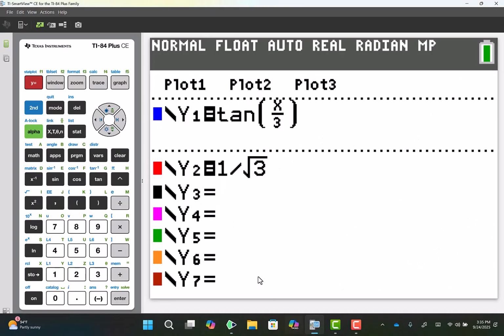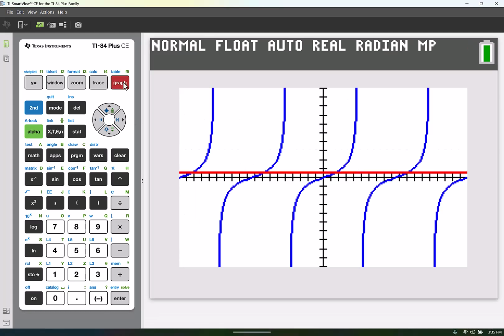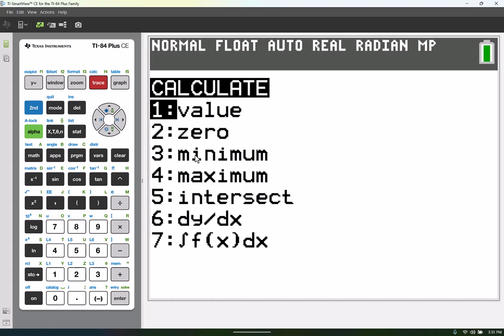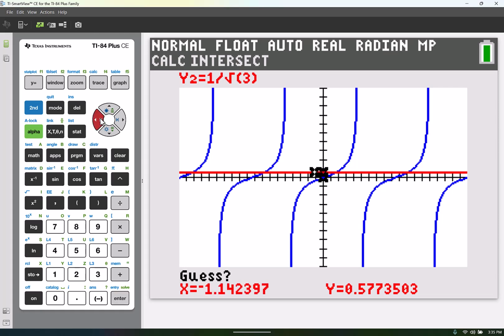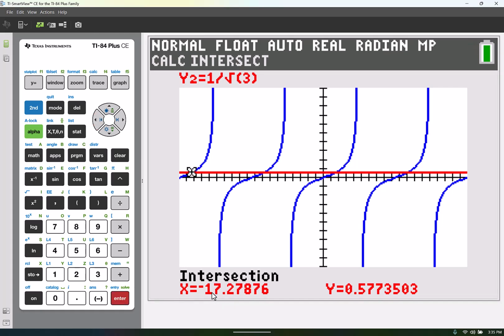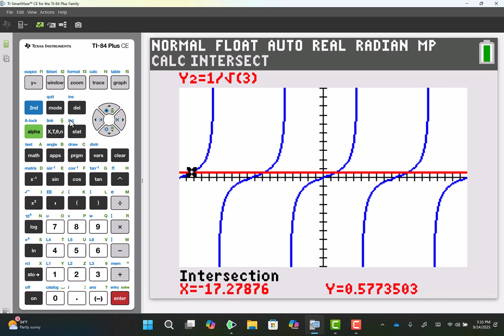Positive. That's fine. I bet you this one right there, that first one, 1, 2, 3, 4. Yep, we got 4 of them. That one right there is that negative 11 pi over 2. The second, calculate number 5, intersect, enter, enter. And then when it says guess, I'm going to go all the way over here. Check it out. Enter. Bam. You see that negative 17.27876?